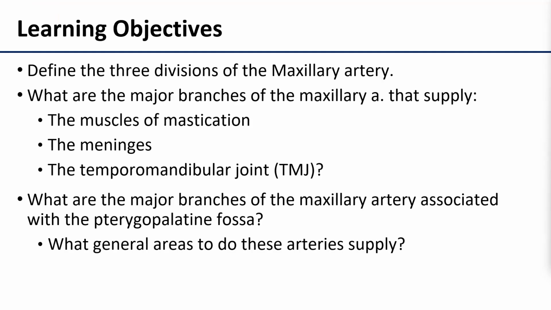We'll start off by defining the three divisions of the artery. We'll talk about the major branches that come from each, and which will supply the muscles of mastication, the meninges, and the temporomandibular joint. And then we will discuss the major branches of the maxillary artery that are associated specifically with the pterygopalatine fossa and talk about what areas they supply.